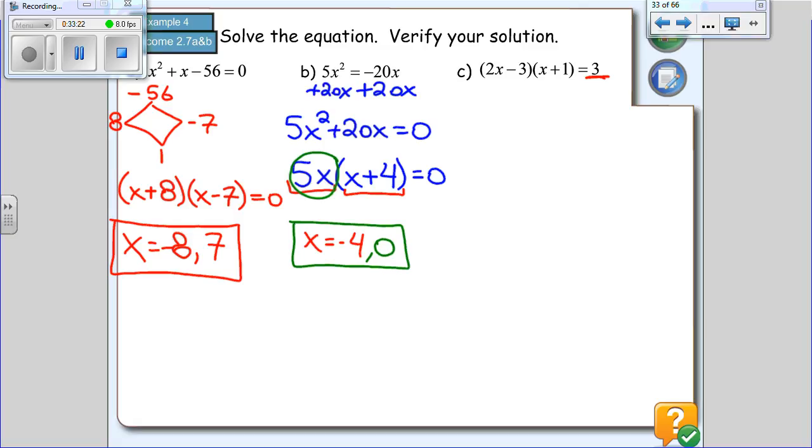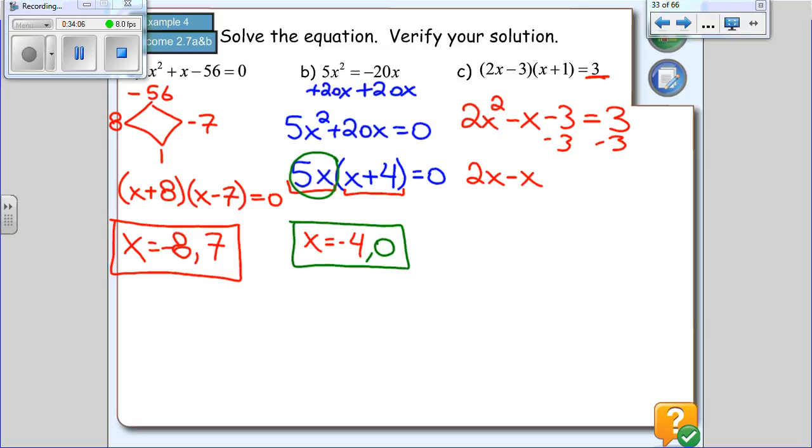So what we're going to do is we're going to FOIL this. Okay? You should get 2x squared plus 2x minus 3x is minus x, minus 3 equals 3. So if you need to FOIL that or area diagram that on the side, that's fine. All I did was multiply these two binomials together really quickly. Now I need it to equal 0, so I need to subtract 3 from both sides. So now I have 2x squared minus x minus 6 equals 0.